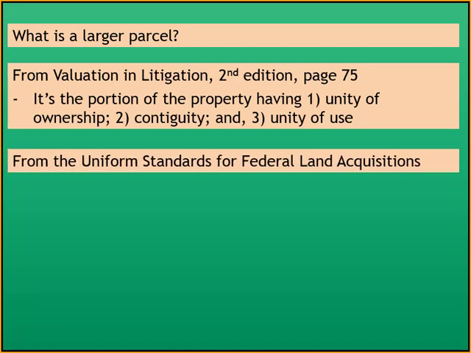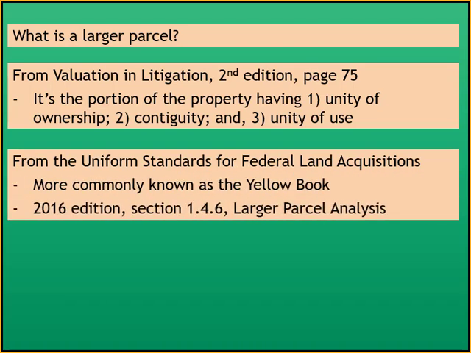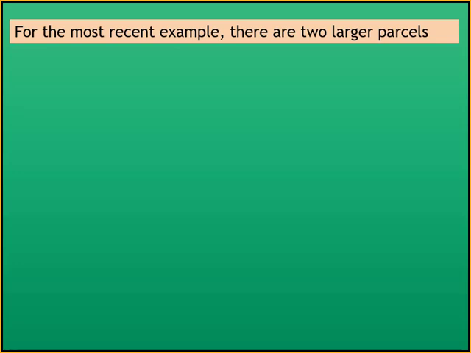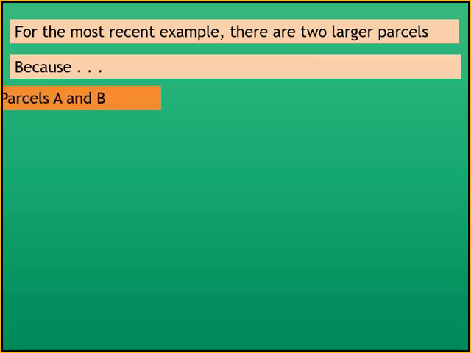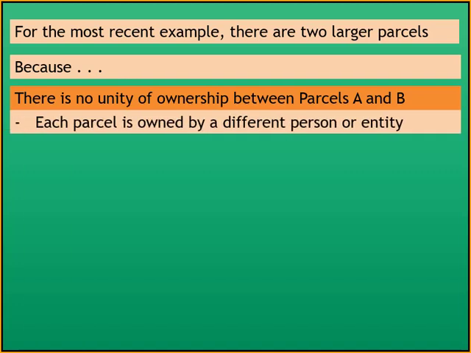And from another source, from the Uniform Standards of Federal Land Acquisitions, and that's also known as the Yellow Book, the 2016 edition, which is the most recent, section 1.4.6, larger parcel analysis, a single continuous tract may consist of a single larger parcel or multiple larger parcels. In the most recent example, there are two larger parcels because there's no unity of ownership between parcels A and B, owned by separate people. Each of the parcels is owned by a different person.